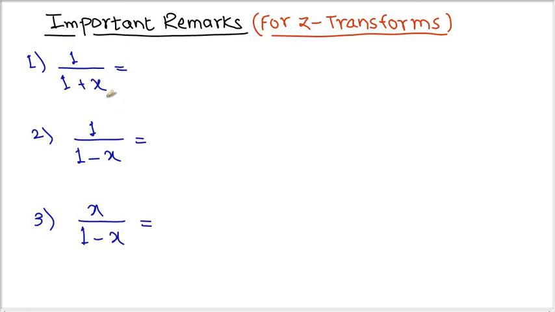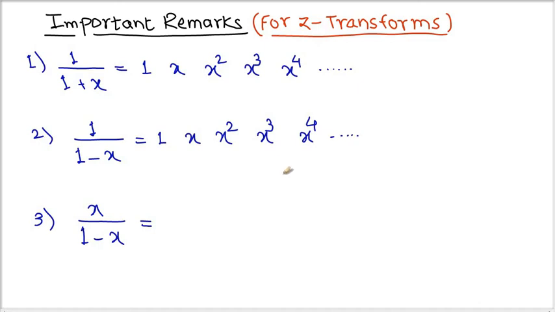So while expanding the first two, the terms will be 1, x, x square, x cube. That means you have to write only in ascending powers of x: x raised to 4, then x raised to 5, dot dot up to infinity. Here also the numerator is the same, the first term and second term are also the same, so these expansion terms are also the same: 1, x, x square, x cube, x raised to 4, dot dot up to infinity.